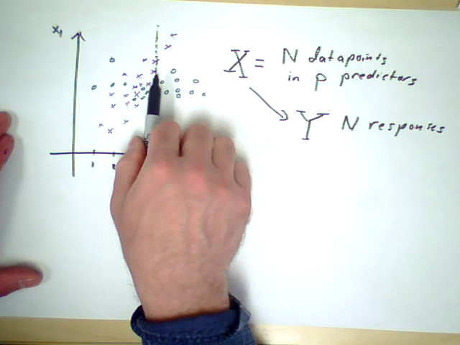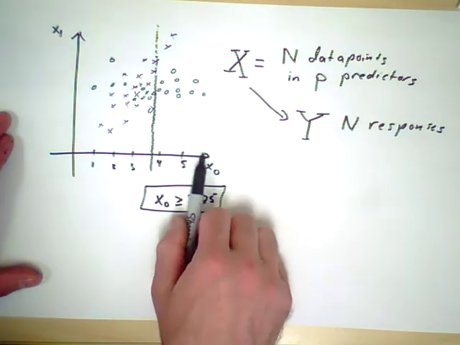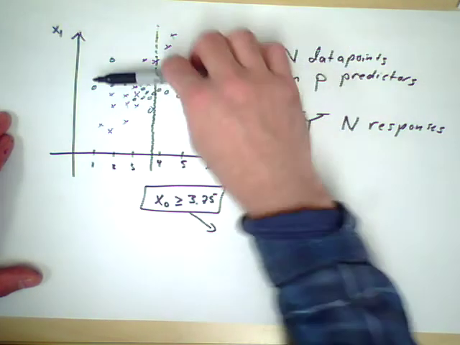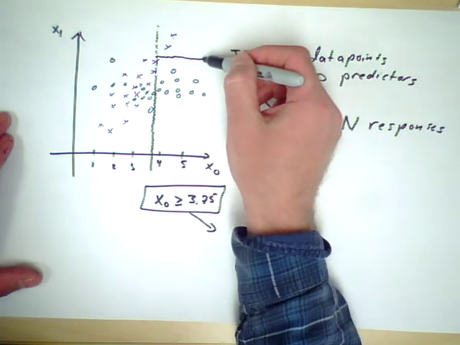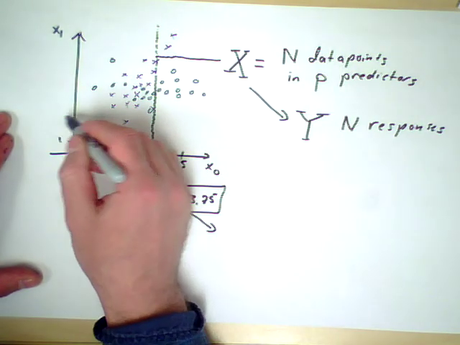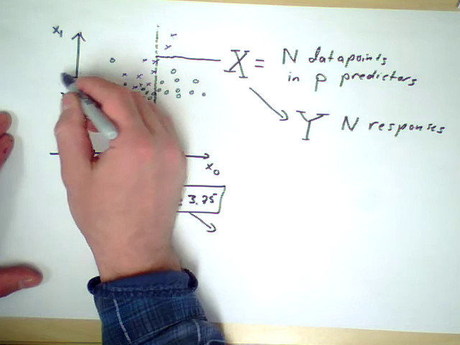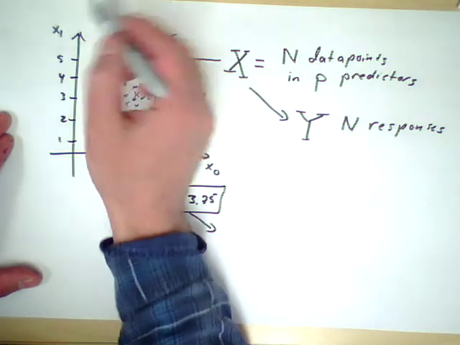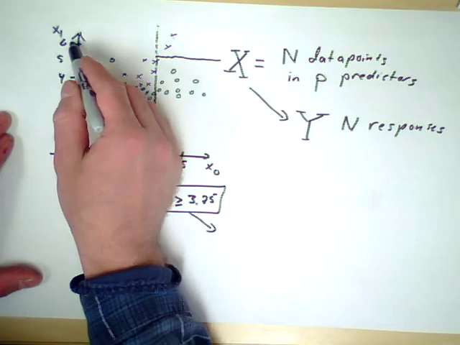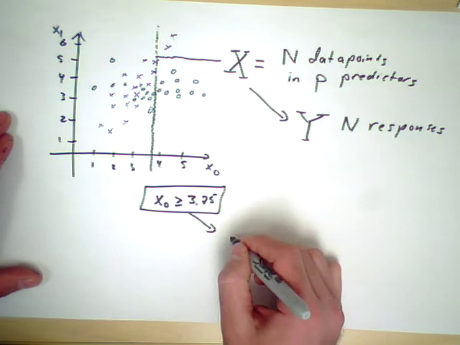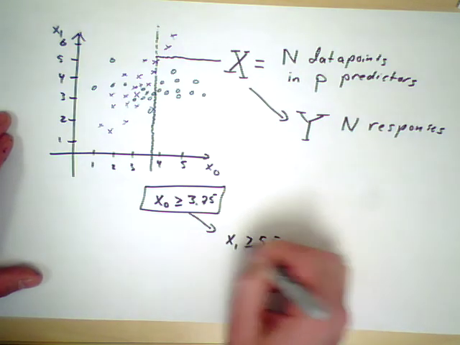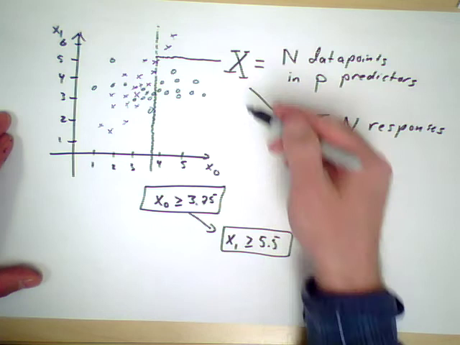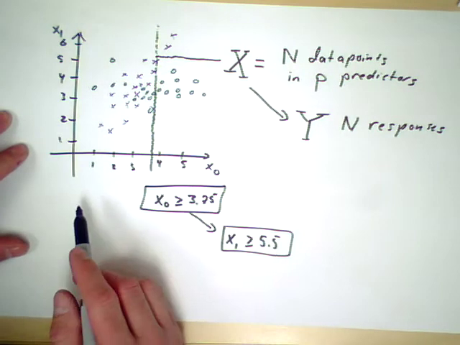I'll sweep through it both horizontally to make vertical cutoffs or vertically to make horizontal cutoffs and look for a nice division line. That looks right about here. Let's put some numbers here. Maybe that's 5.5. So if x1 is bigger than or equal to 5.5, that's a new cutoff there. And on this half space, we have another cutoff.